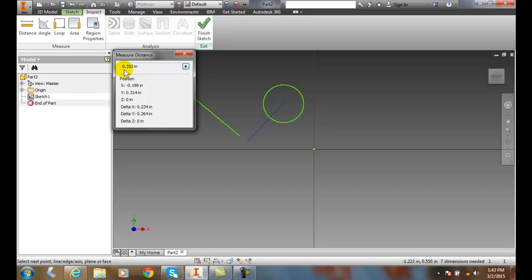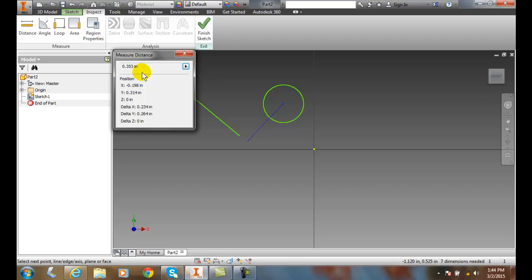It also has the position of our point, and it has the delta. How much change is it in the X? How much change is it in the Y? How much change is it in the Z coming at us or going away from us? So all this is located in here.